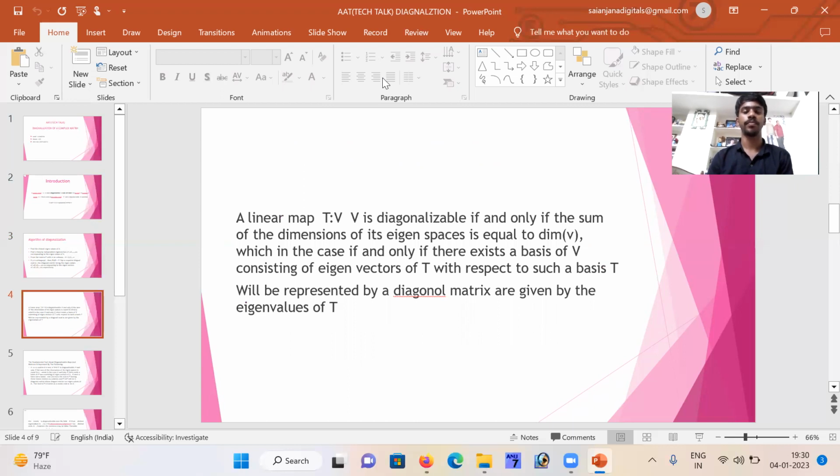A linear map T from V to V is diagonalizable if and only if the sum of the dimensions of its eigenspaces is equal to the dimension of V, which is the case if and only if there exists a basis of V consisting of eigenvectors of T. With respect to such a basis, T will be represented by a diagonal matrix D given by the eigenvalues of T.